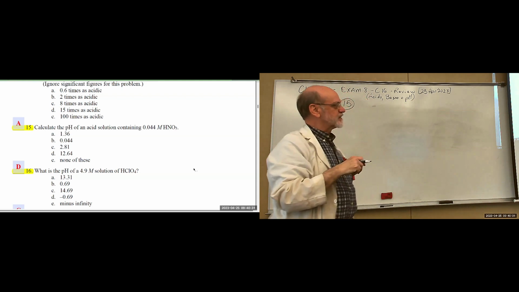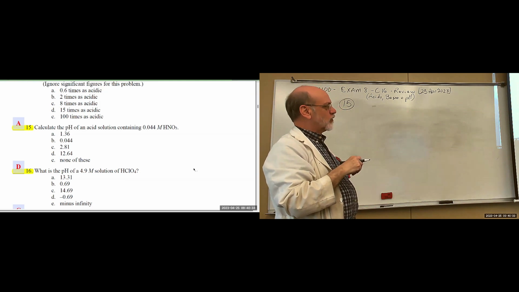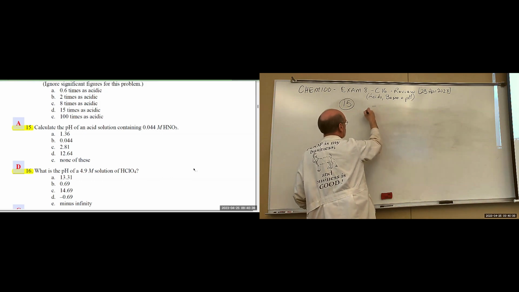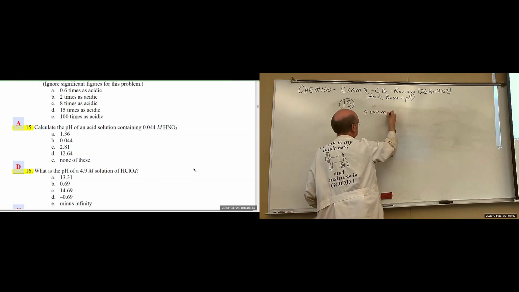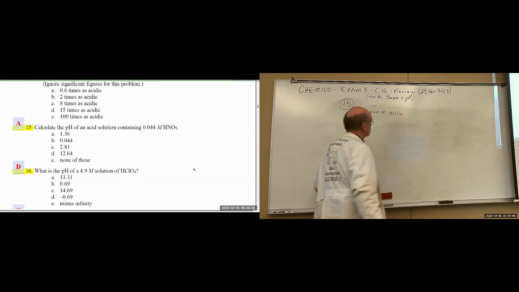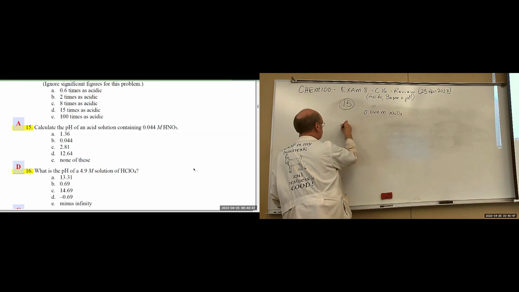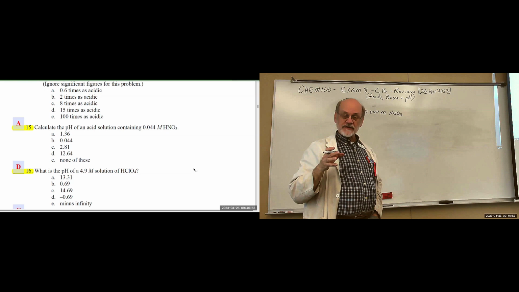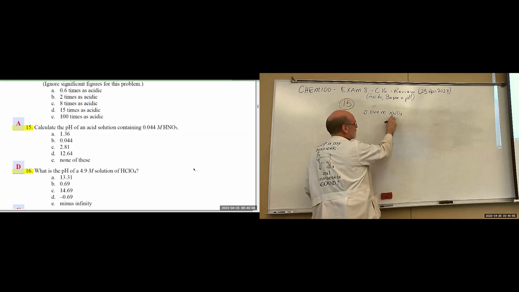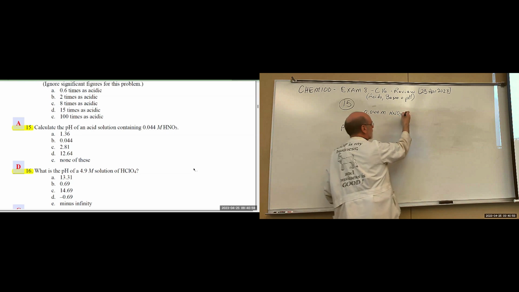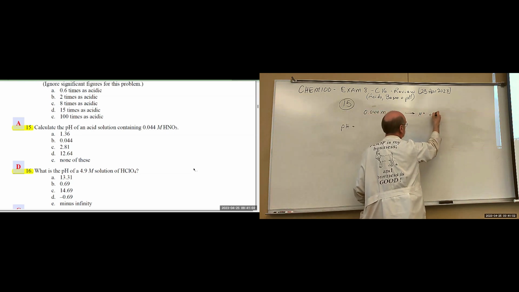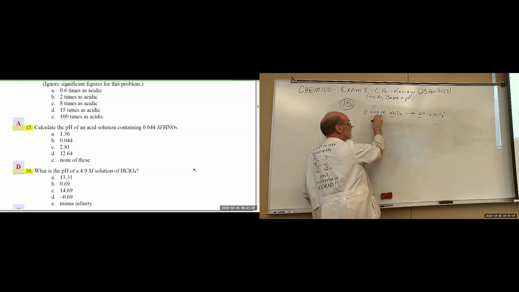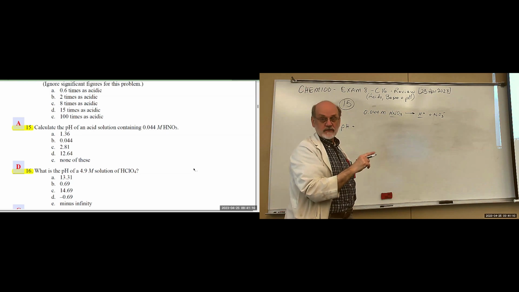Calculate the pH of an acid solution containing 0.044 molar nitric acid. So our concentration is 0.044 molar HNO3. And we want to know the pH. Okay, for strong acids, we've got one proton here. This thing completely dissociates like that. So for every one of these, you get one of those. So this is the concentration of hydrogen ions in solution.